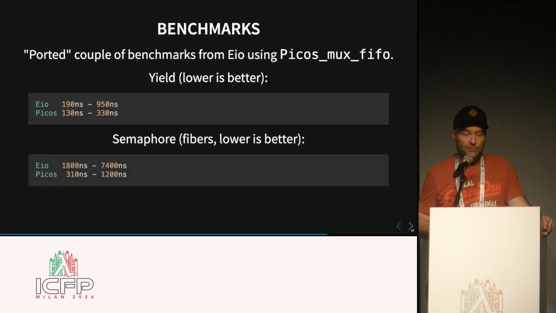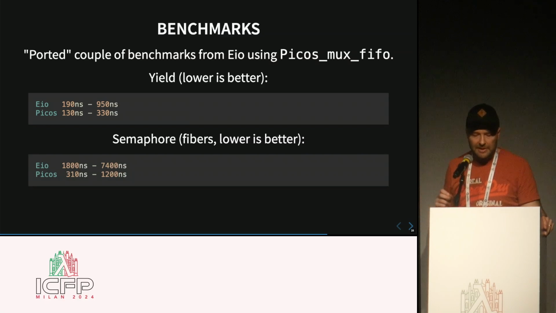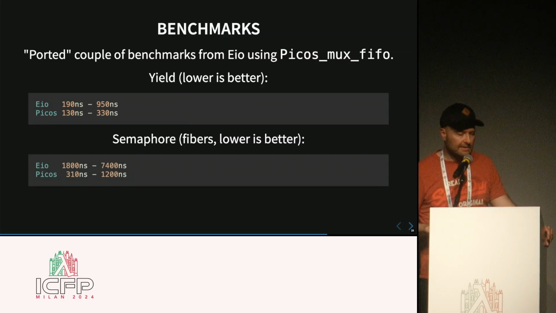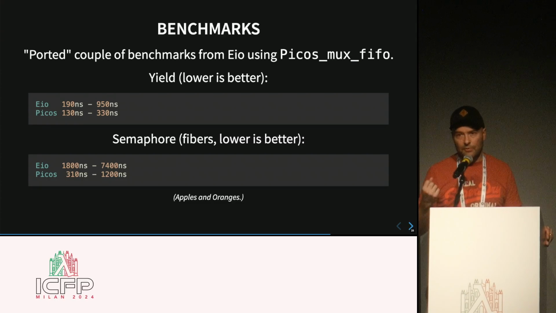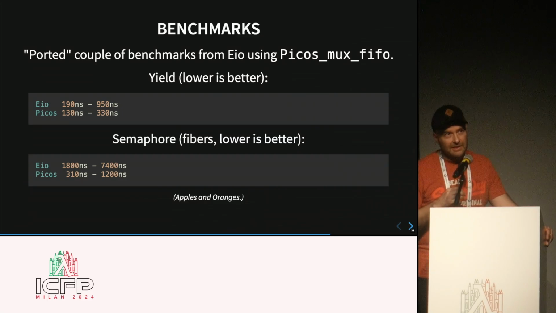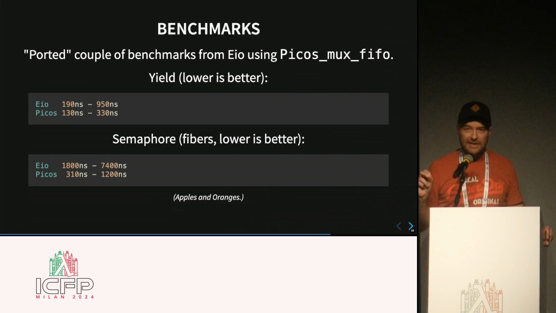There's also a semaphore, which is especially implemented in EIO, and we also have this semaphore implementation for Picos. And again, the Picos version is quite a bit faster. But of course, this is a bit like an apples and oranges comparison because the semaphore implementations are quite different. And the EIO implementation uses a very sophisticated data structure and algorithm, but it has not been optimized really carefully.